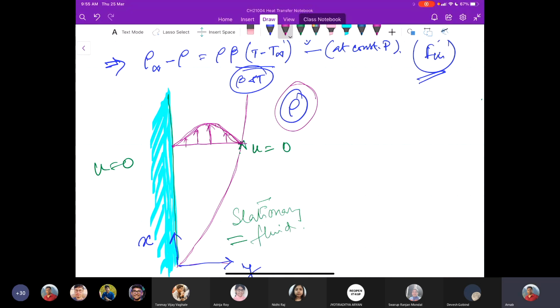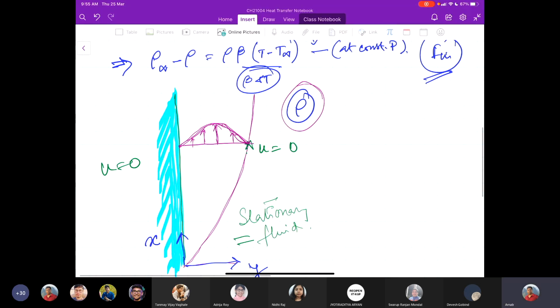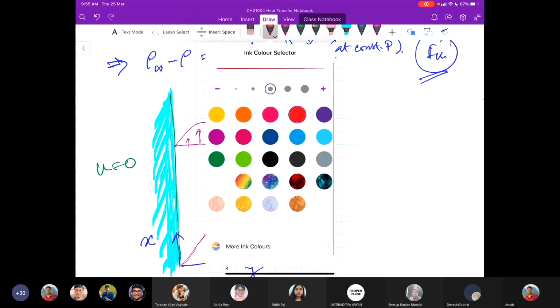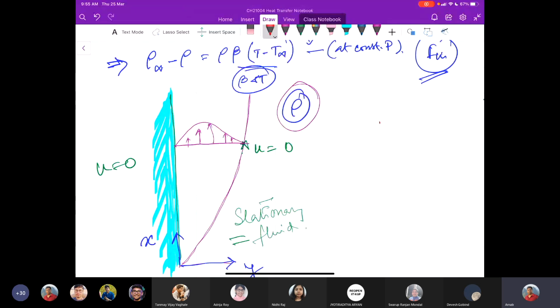And then you have a plateau which goes to 0 at the surface. What would happen with the temperature? How would the temperature profile look if I consider this T surface to be higher than that of the stationary fluid, which is T infinity?